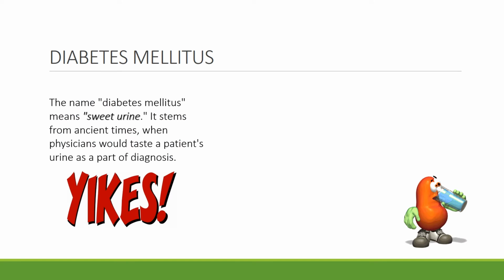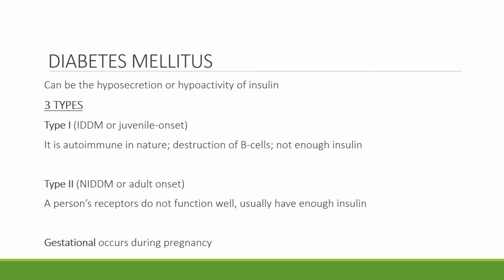The term diabetes mellitus means sweet urine, and it's called that because there is excess sugar in the urine. Centuries ago, physicians would taste a patient's urine as part of the diagnosis to determine if they had diabetes mellitus. Diabetes is usually due to one of two things, either hyposecretion of insulin or hypoactivity of insulin. There are three kinds of diabetes. First is called type 1 or IDDM or juvenile onset diabetes. IDDM means insulin-dependent diabetes mellitus.